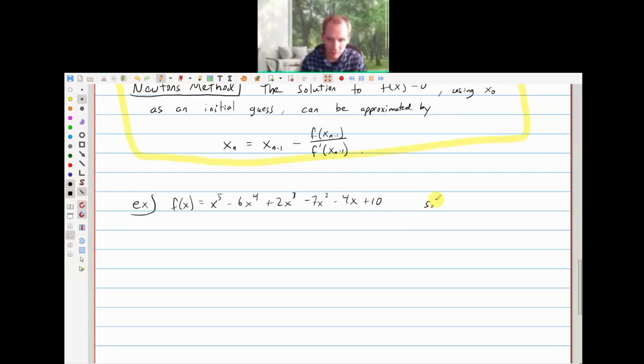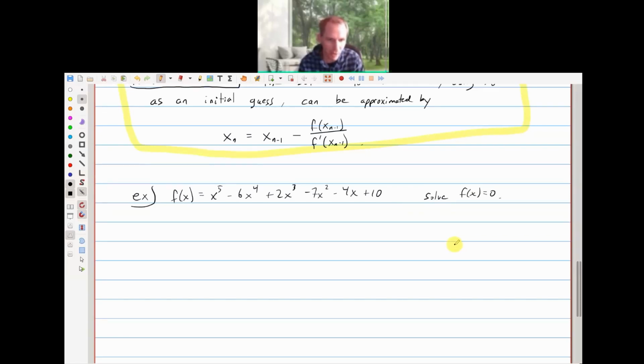We want to solve f of x equals 0. Now, there might be more than one solution to this, but Newton's method will give us a solution. What we have to do is start with an initial guess. What do you think will work? I don't really know. We don't necessarily have a nice way to just say this is what your first guess should be. Let's see what happens if I plug in 1. So let's just say my initial guess is 1.